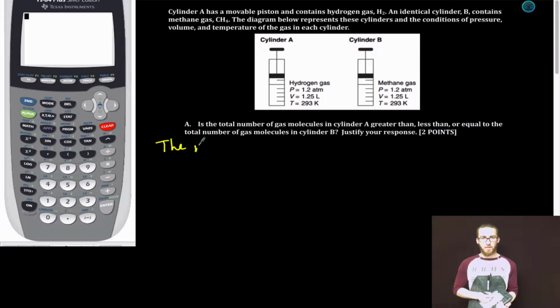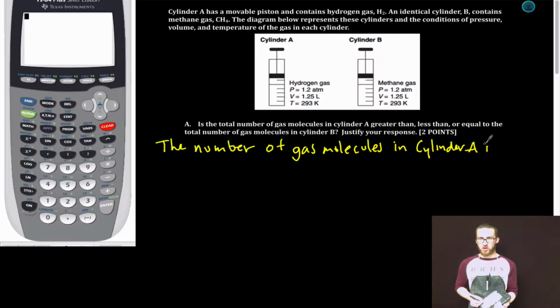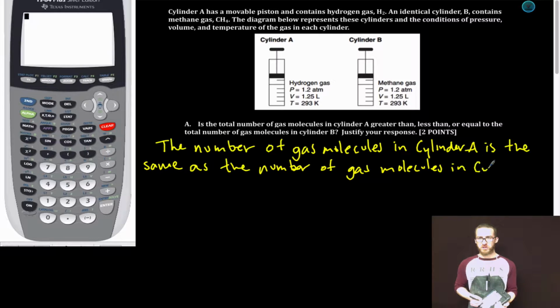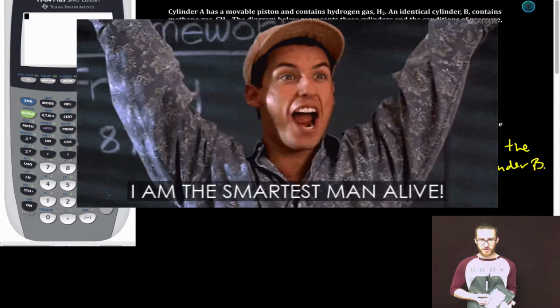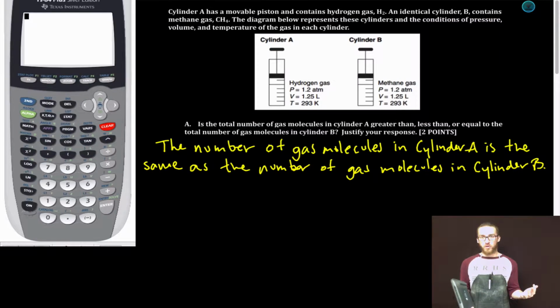The number of gas molecules in cylinder A is the same as the number of gas molecules in cylinder B. Boom. I've answered the question, but I have to justify my response. Alright, that is true. But let's talk about how we can justify this mathematically.